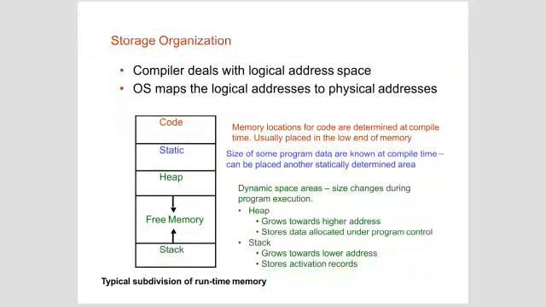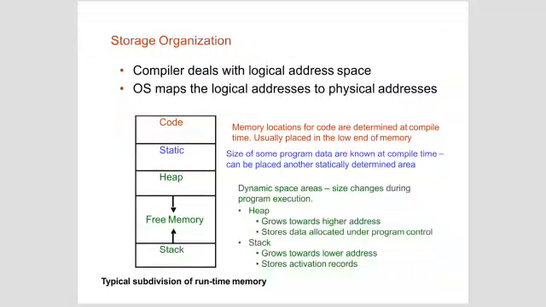The heap grows toward higher addresses and stores the data allocated under program control. The stack grows toward lower addresses. These are the things related to the heap. As I already said, the heap is dynamic memory allocation, where the value of a variable is to be changed during runtime. The malloc function in C is an example of heap.